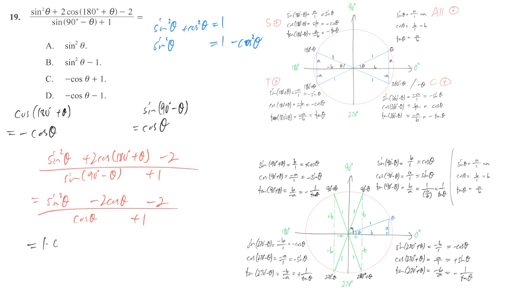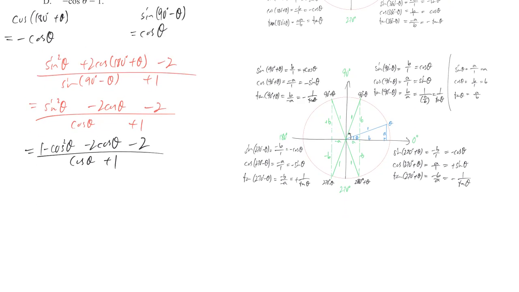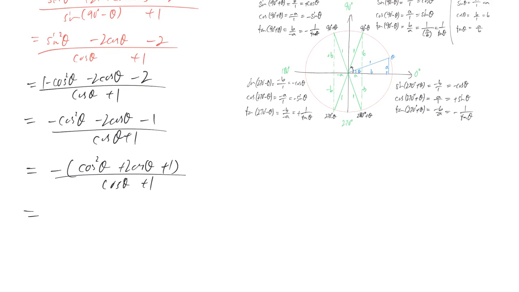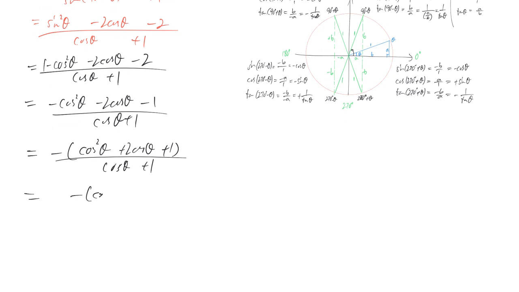Therefore, we have 1 minus cosine square theta minus 2 cosine theta minus 2. And then we just follow our steps: negative cosine square theta minus 2 cosine theta and then minus 1. Extracting the negative, we have cosine square theta plus 2 cosine theta plus 1, which is a complete square. Therefore, we factorize it: cosine theta plus 1, bracket square. And then we just cross out because they are the same. So the answer is negative cosine theta minus 1.